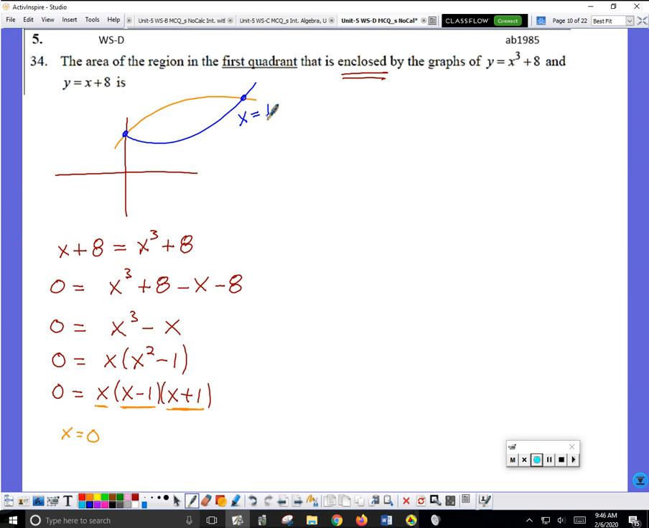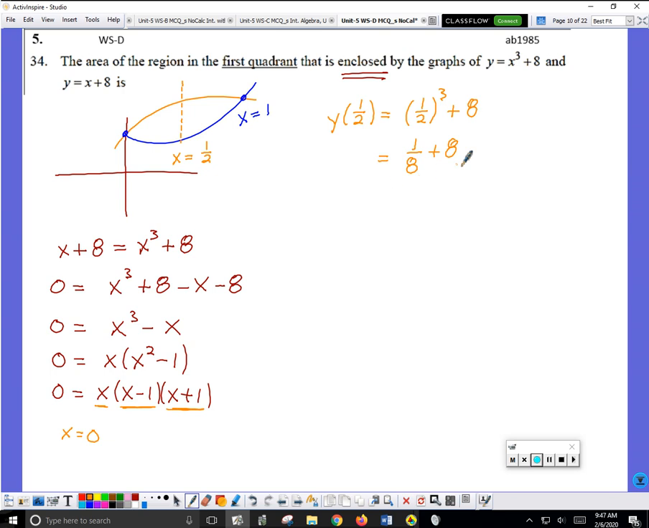Okay, to find the area, the next thing I need is I need to know which graph is on top and which graph is below. So I use a really simple method. I go to the middle. Here the x-coordinate would be 1/2. And I check the y-coordinate for both curves at x equal 1/2. So I write down y of 1/2 is 1/2 cubed plus 8. 1/2 cubed is 1/8.